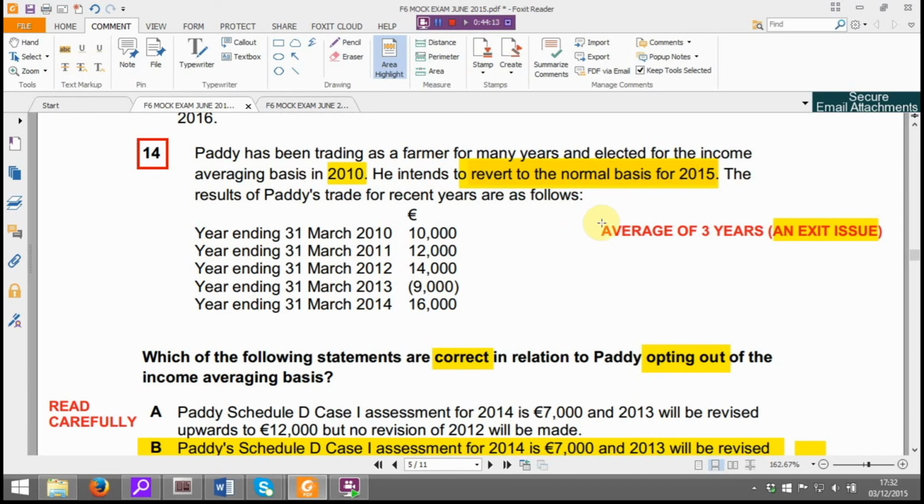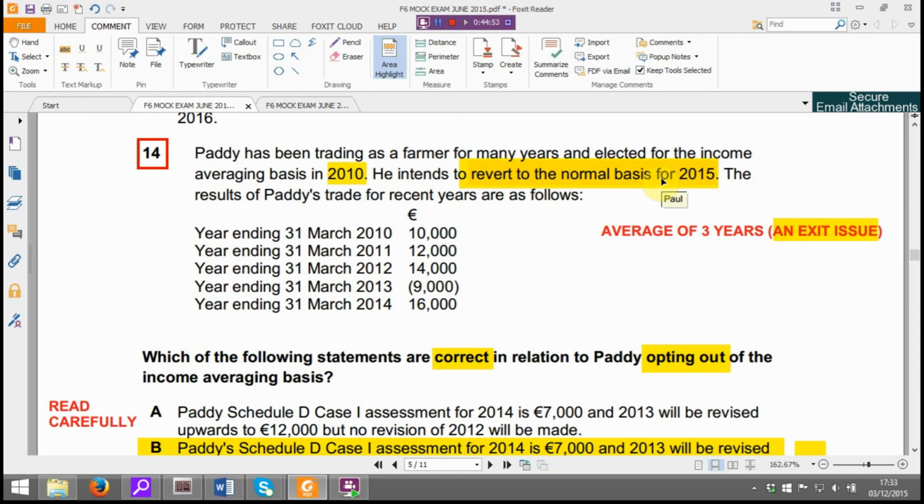So really it's about averaging, or farmers averaging, and the averaging itself is not overly complicated, because of the nature of farming, we simply average the 3 last years to give the correct assessable profits for the year. If it's a loss, we just include that as per normal. What they're testing here is something slightly different, an add-on to that. They're testing whether you know what averaging means in the first instance, but also this area of opting out of it.